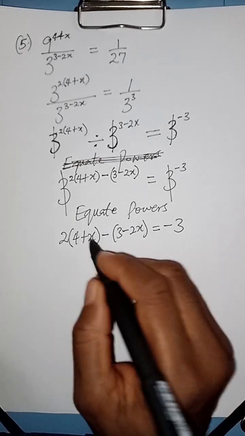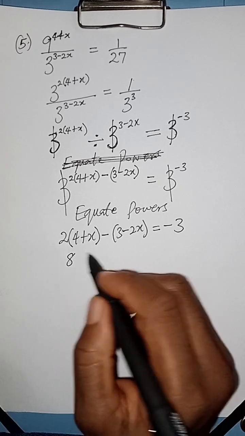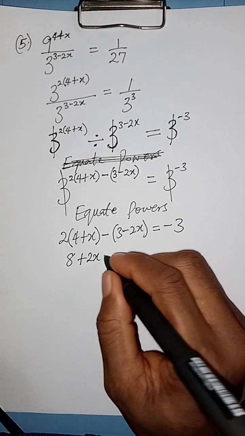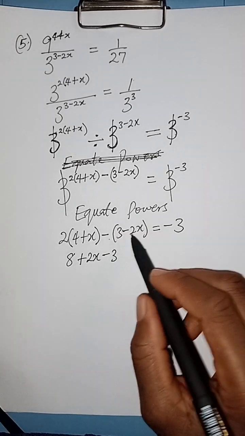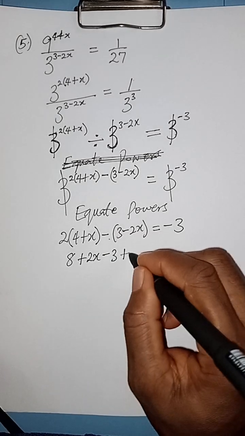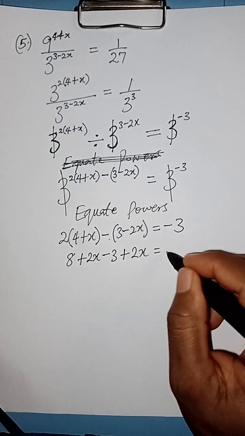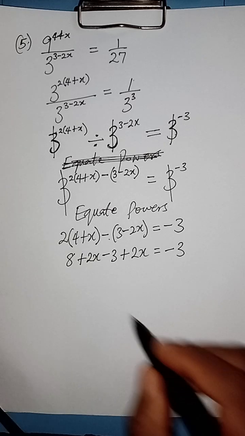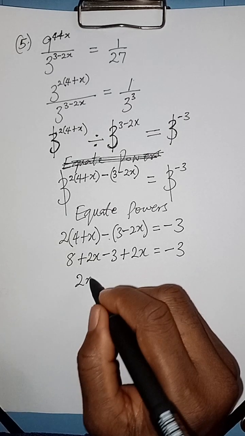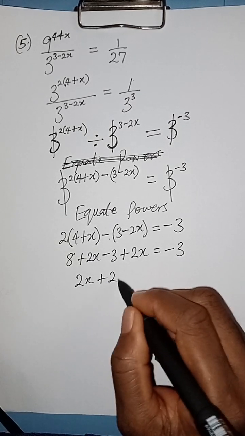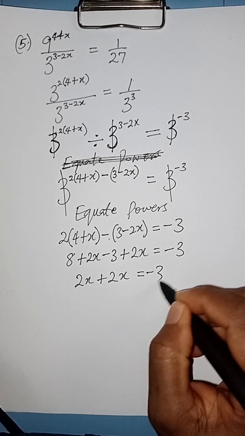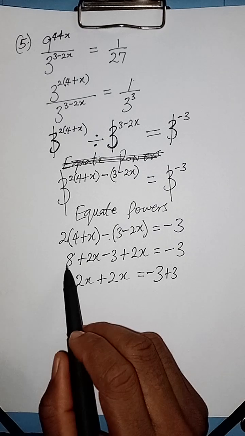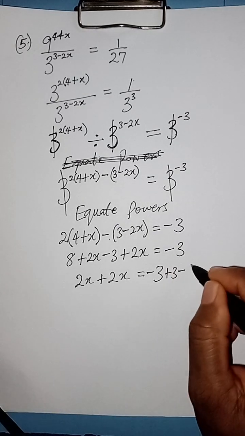So let's expand. 2 times 4 is 8, 2 times x is plus 2x, minus times 3 is minus 3, minus times minus 2x is plus 2x, equal to minus 3. So at this point, we can collect like terms. Plus 2x plus 2x equal to minus 3. And minus 3 will go and become plus 3. 8 will go and become minus 8.